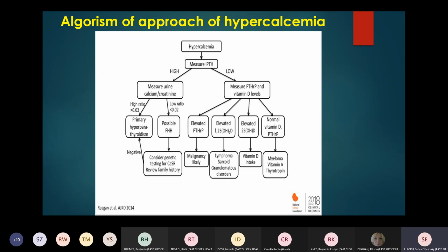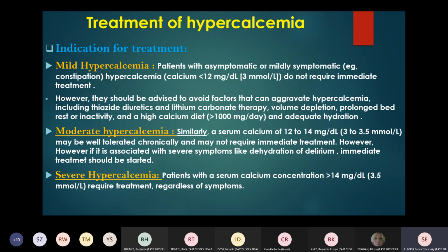Okay. If you have normal vitamin D and parathyroid hormone related peptides, you have to think about multiple myeloma at that time, and you have to ask for multiple myeloma workup. This is a brief screen or a brief algorithm for approach of a case of hypercalcemia. How to approach the investigation of a case of hypercalcemia.